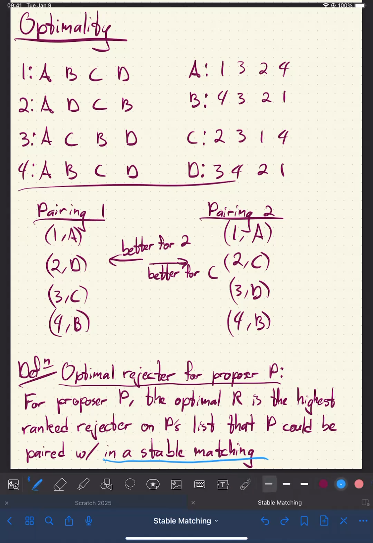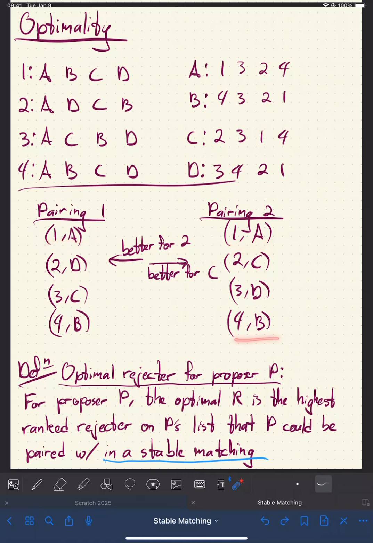Let's take a look at this to develop a little more intuition. So we looked at 2 and we looked at C. What about 3? Well, let's look at something simpler. What about 1? Well, 1 gets paired with A both times, and it's also its top choice, so 1 can't do any better. A can't do any better either. A wants to get paired with 1. So there's no difference between these 2 pairings for them.